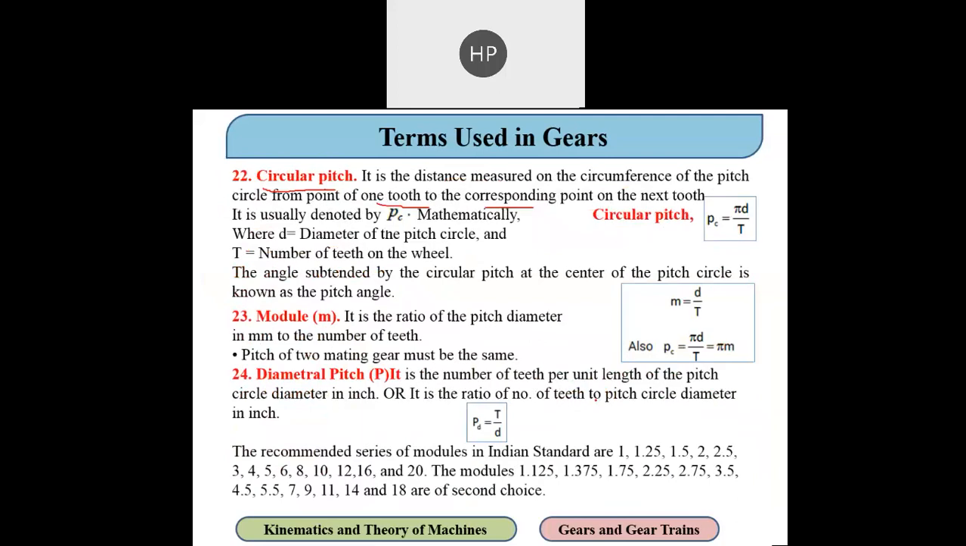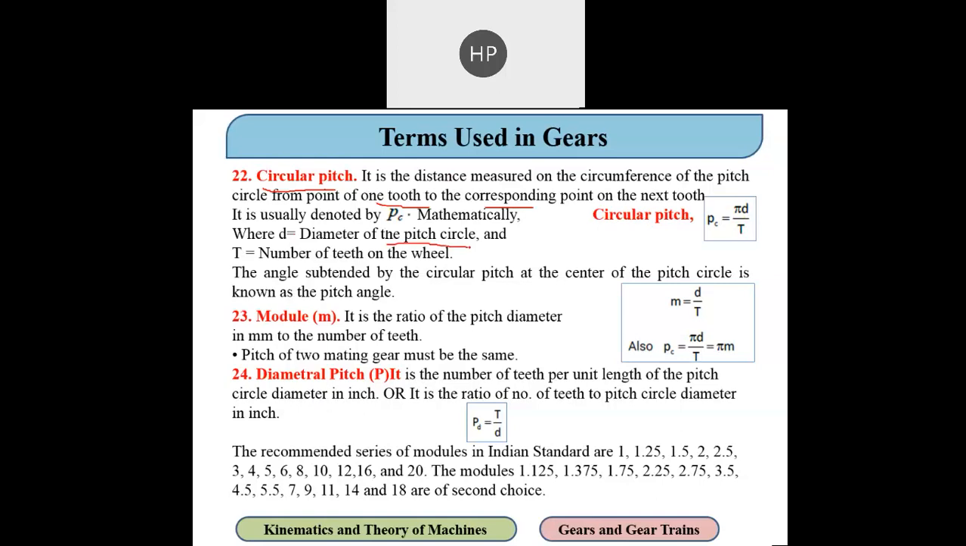Now this circular pitch is mathematically denoted by Pc, P suffix C: circular means C, and pitch means P. So circular pitch is equal to pi d by T. Why pi d by T? Pi d is the total circumference, and from that we require the circumference of only one tooth, so that's why it is divided by T. Where pi, you know the value, and d is the diameter of the pitch circle.